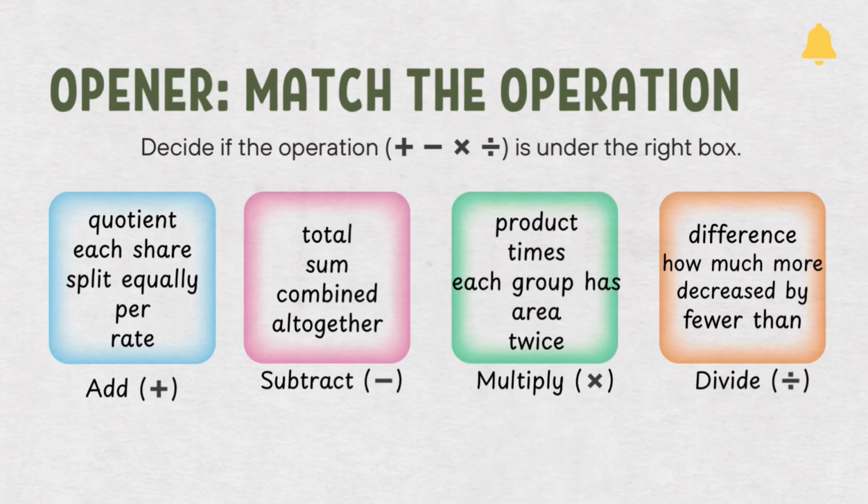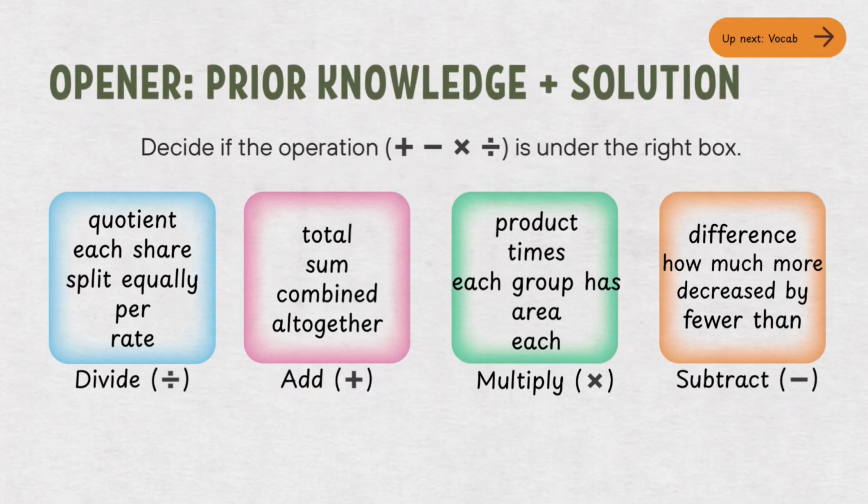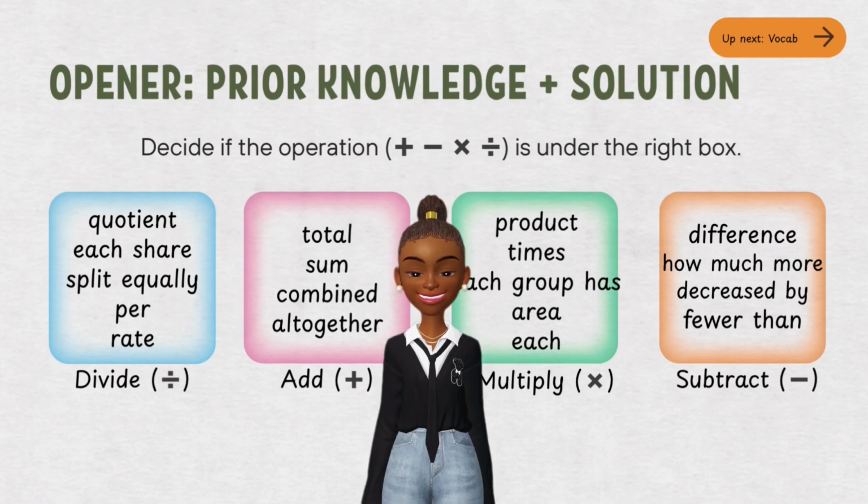Quotient, each share, split equally, per, rate, means we need to add. Total, sum, combined, all together, means we need to subtract. Product, times, each group has, area, and twice, means we need to multiply. Difference, how much more, decrease by, fewer than, means we need to divide. Are those correct? I don't think so.